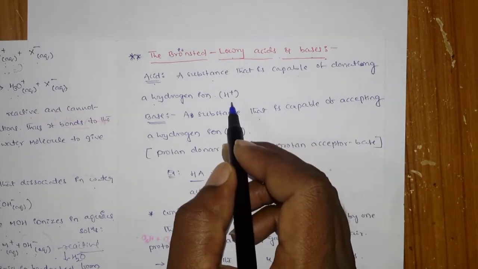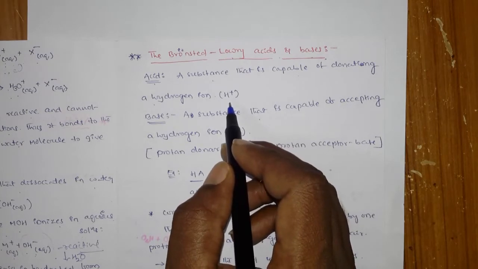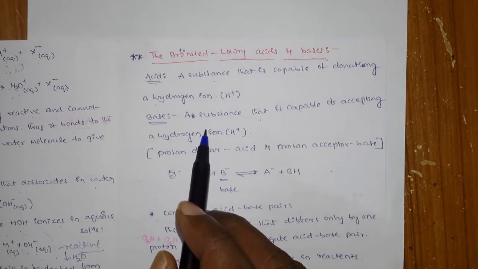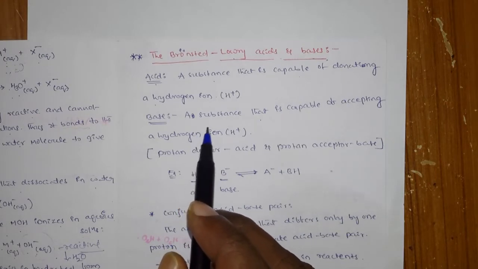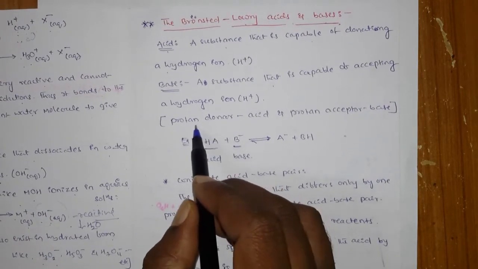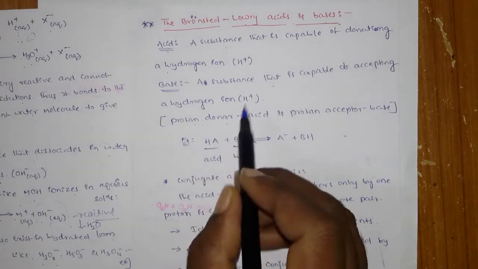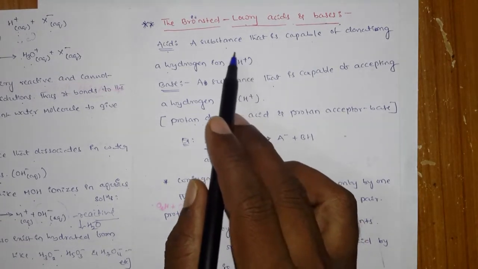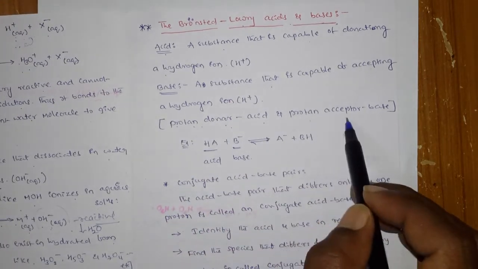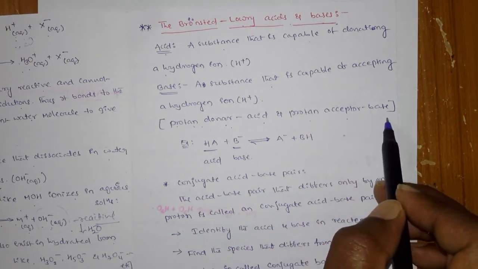Earlier they talked about OH- ions and H+ ions. Now here nothing of that is there. It is simple: if it is ready to donate H+ ions, then it is nothing but an acid. If it is ready to take H+ ions, it is nothing but a base. So simply you can say that a proton donor, and this H+ ion you can call a proton, is an acid, and a proton acceptor is a base.